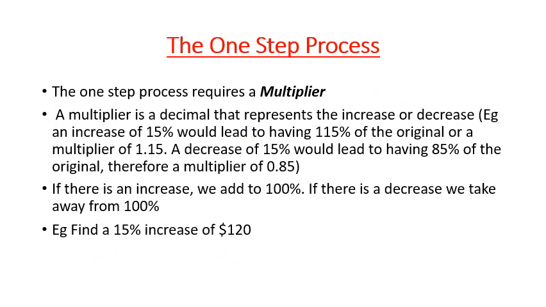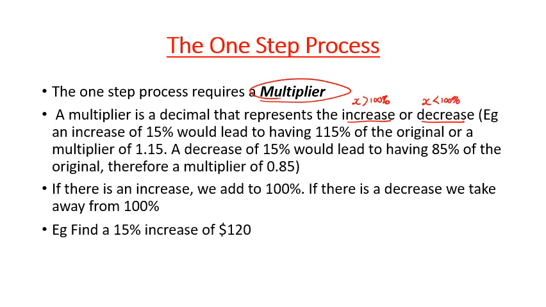Now we've just seen with the two-step process that there are part one and part two, so two distinct aspects to that process. The one-step process requires something called a multiplier in order for it to be a one-step process. So a multiplier is essentially a decimal that represents the increase or the decrease. If it's an increase, then whatever our decimal is, it's going to be greater than 100%. If it's a decrease, then it's actually going to be less than 100%.